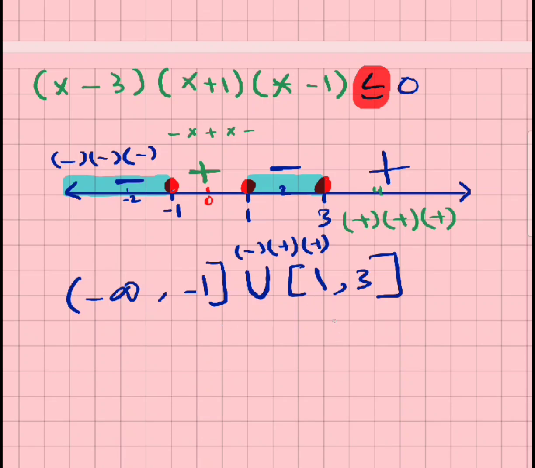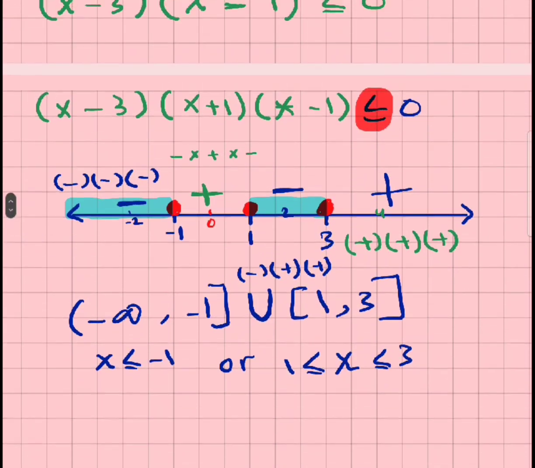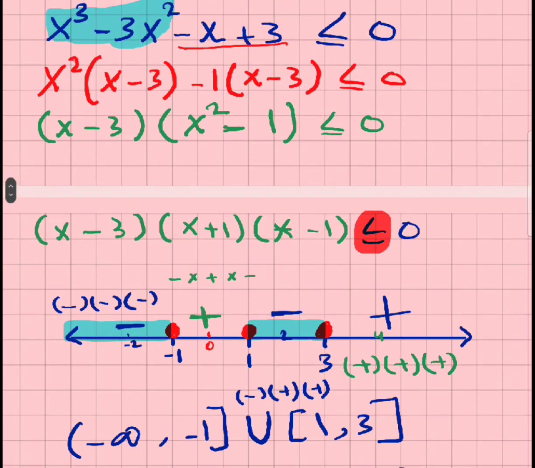Now what's the answer using inequalities? So for the first part, we could say that x is less than or equal to negative 1. So that covers this region. And then for the second part, we could say that x is less than or equal to 3, but greater than or equal to 1.